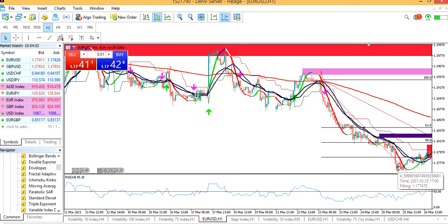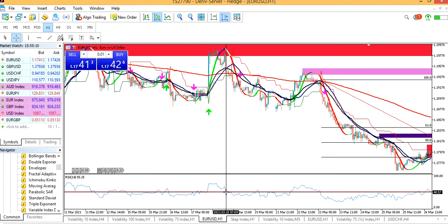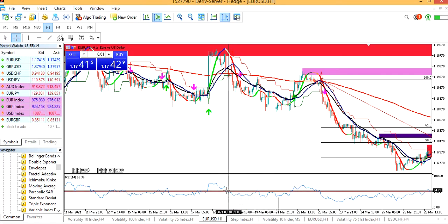Now these are the rules we use in taking trades. You can also see a position here. This is a very good position here. The two moving averages cross each other and the RSI was hitting below the 50 level. You can see this. You enter your sell position. Wow. And just relax, seeing your trade going in profit.